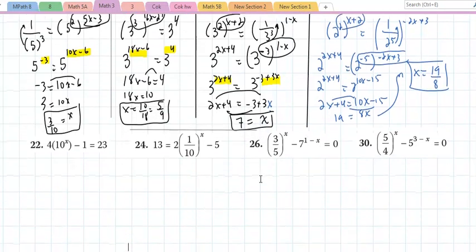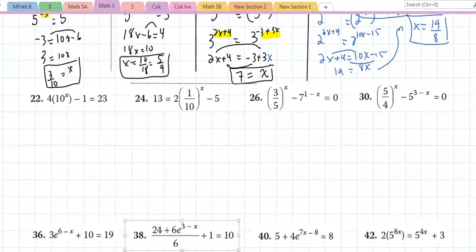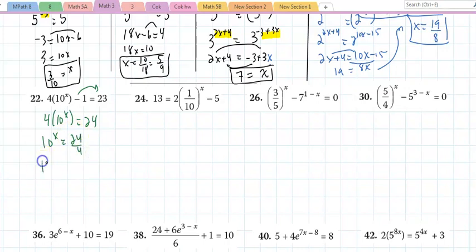When I get to number 22, well, what if the bases don't match? Glad you asked that. Here it is. Now, I need to make those exponentials. There are numbers floating around. I eliminate those, meaning I isolate the exponential function by itself. If I add 1 to both sides, that's 24. And if I divide by 4 both sides, that's 24 over 4. I'm getting 10 to the x equals 6.